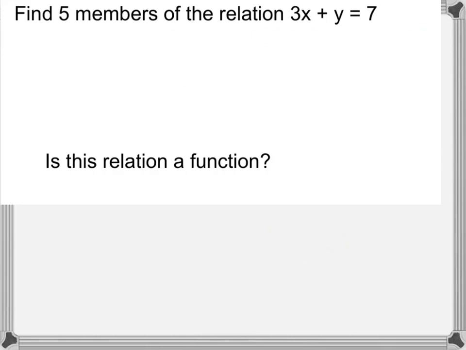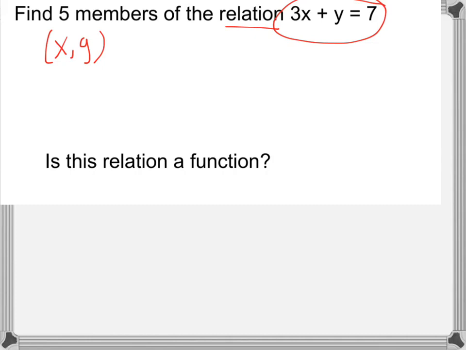Okay, so if we are asked to find 5 members of the relation 3x plus y equals 7, that means, remember, the relation is a set of ordered pairs, and I'm looking for these sets of ordered pairs that make this true. Okay, so which ones make this true? Well, let's just choose some x's and see what we get out for some y's, and that would create some situations that I know are true.